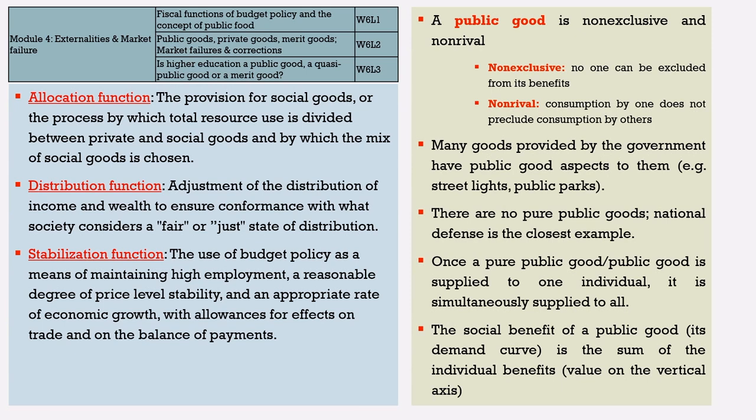In terms of budgetary functions, we focused on three important functions: the allocation function, distribution function, and stabilization function. Allocation function being the provision for social goods or the process by which total resources is divided between private and social goods and by which the mix of social goods is chosen. Distribution function referring to the distribution of income and wealth in consideration of fairness or justice. And the stabilization function referring to the use of budget policy as a means of maintaining the macroeconomic indicators, for example, employment, price level stability, appropriate level of economic growth, balance of payments, and so on.